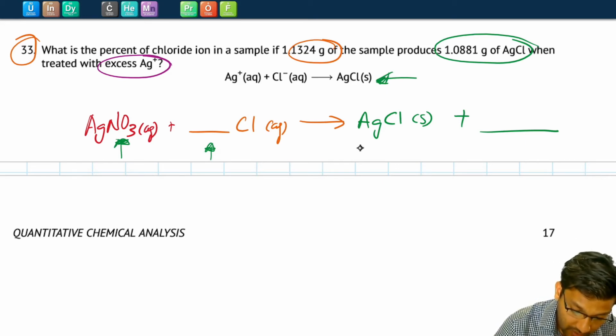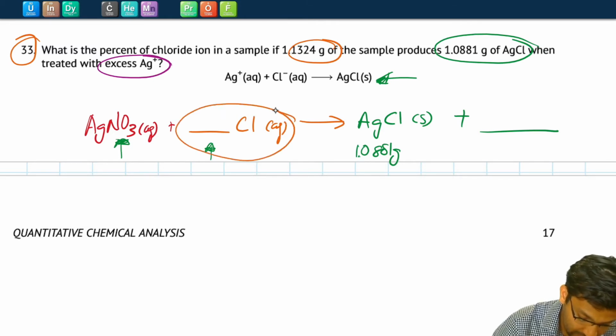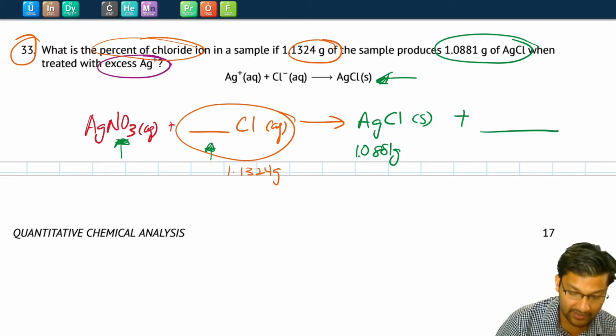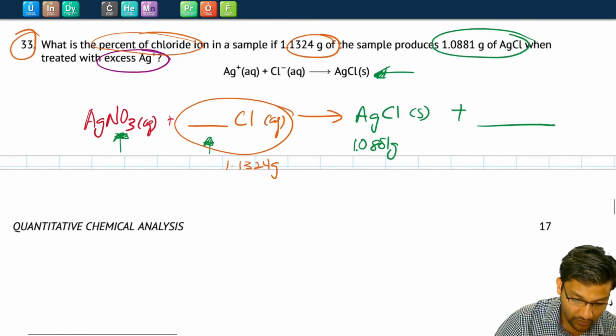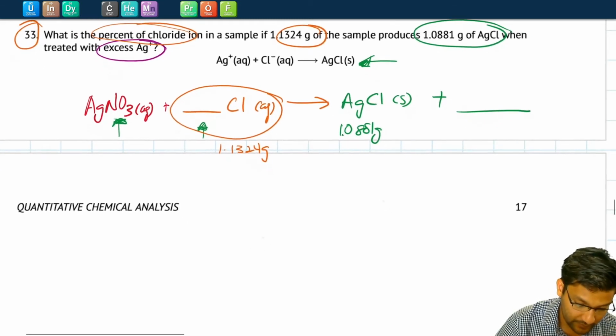So we know what our mass of this is. It's 1.0881 grams. We know what the total mass of this compound is, right? It's 1.1324 grams. And the question is, what is the percent chloride in this sample? So what is the percent of chloride by mass in this sample? Hopefully that gives you a clue. Try to work it now. If not, you can unpause and I'll give you more clues.